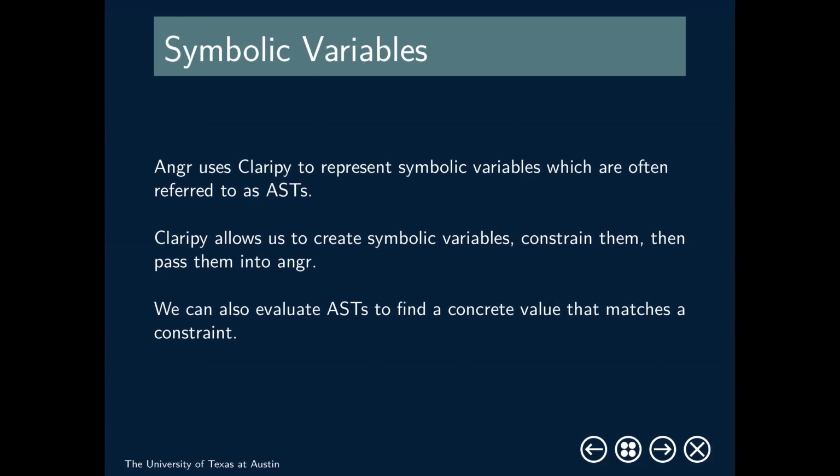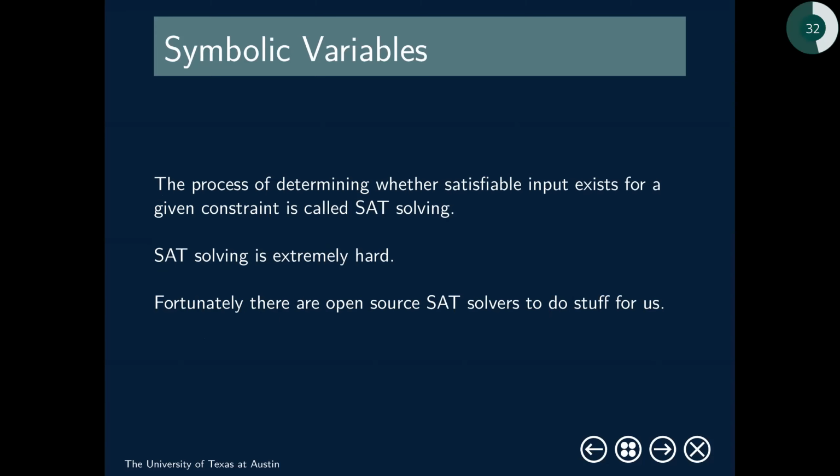Yeah, so Clarify allows us to create symbolic variables. We can add constraints to our symbolic variables and pass them into Angr. We can also evaluate these ASTs to find concrete values that match a constraint. So let's say we had, actually, I think I have an example 2 slides from now.